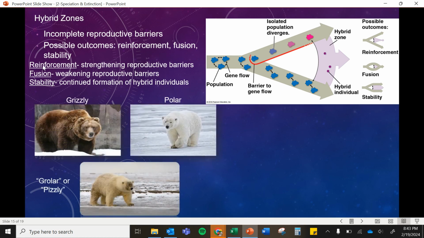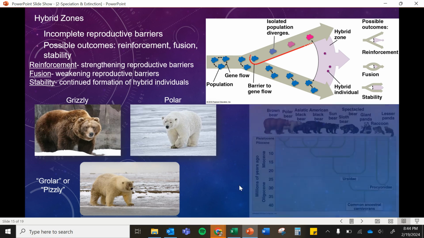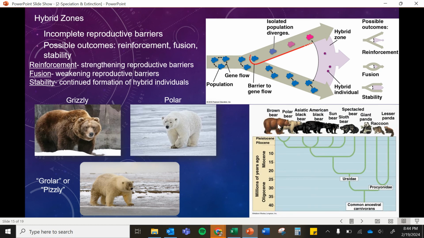An example of this is grizzly and polar bears. While we definitely consider them different species because of behavior and all sorts of different characteristics, they are actually able to reproduce and make a viable offspring. So over time, we can have reinforcement or fusion happening, especially when their geographic locations start to overlap. And we can see that that happens because they are very closely related, especially in comparison to all of the other bears and organisms.